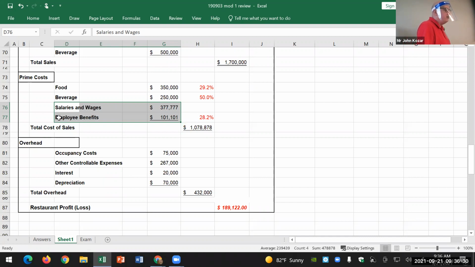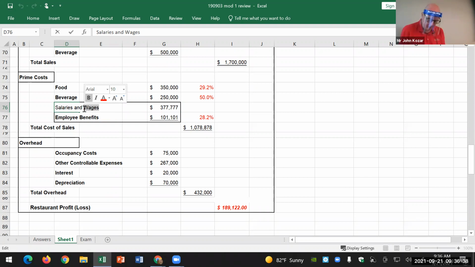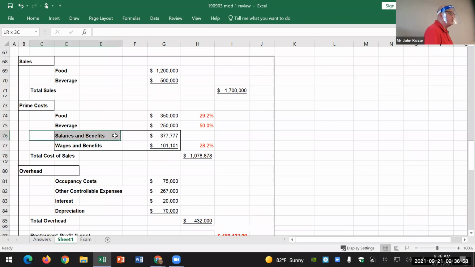If I had it broken down, if this was salaries and benefits, and this is wages, and then we could go ahead, because salaries are going to be fixed, wages are variable. We could go ahead and solve and figure out what our contribution rate is and what our variable rate is.